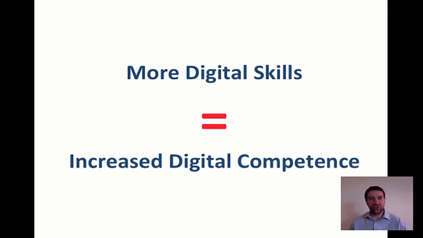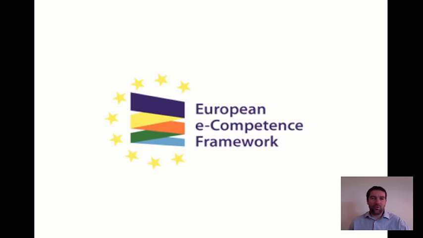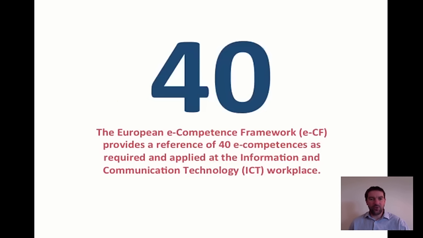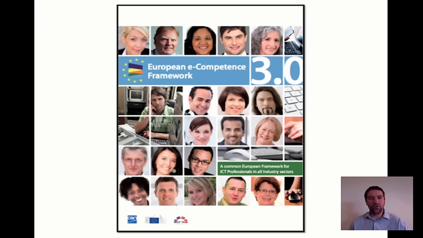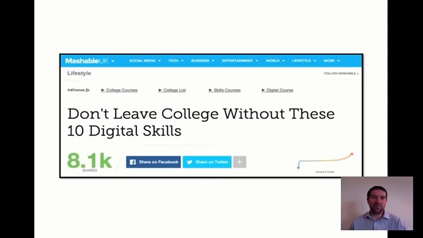So, within Europe, we've also got something which is called the e-competence framework. And the e-competence framework is really aimed at business. What this is designed to do is it provides 40 e-competencies that are required and applied to the information technology community workplace. Now, even though this is quite important, I think it's even more important for us to look at actually what might be relevant in the classroom. The website Mashable suggested 10 things that young people should be leaving school with in 2015.